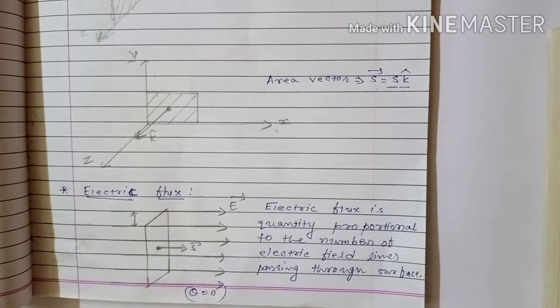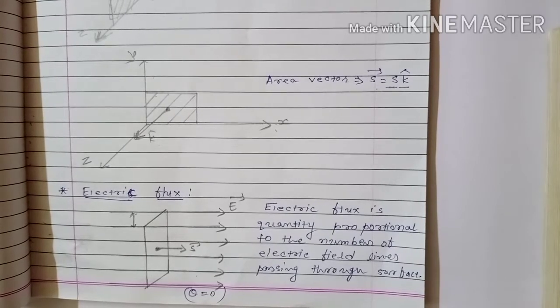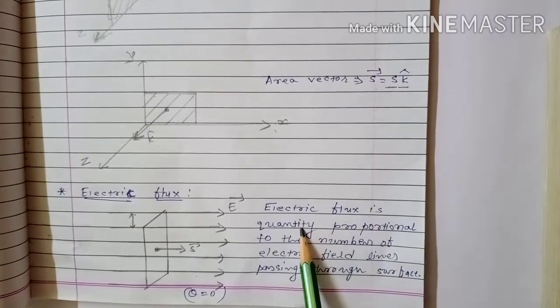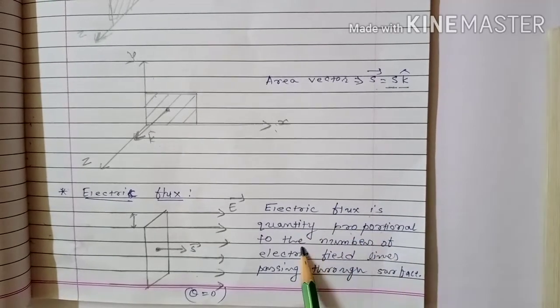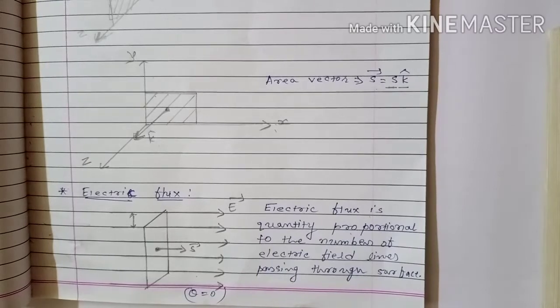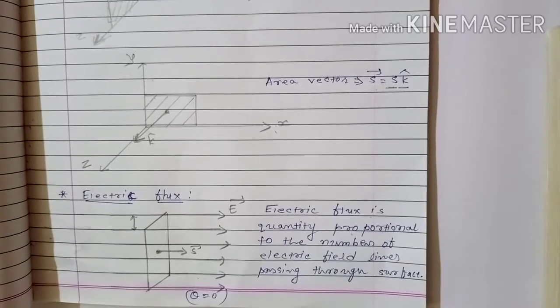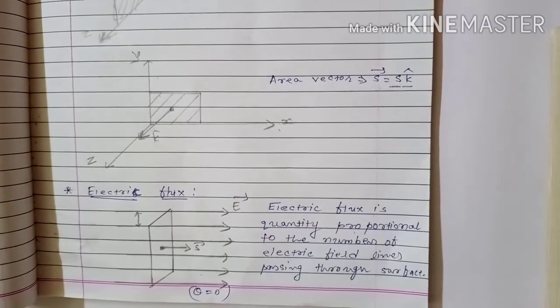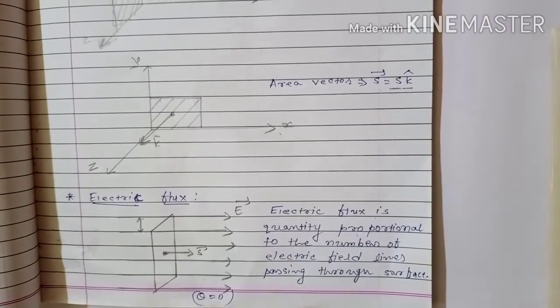Electric flux is a scalar quantity. It gives the idea about the number of field lines crossing the surface or cutting the surface. Electric flux is the quantity proportional to the number of electric field lines passing through the surface. If more electric field lines are crossing the surface, then flux will be more. If fewer field lines are crossing the surface, then flux will be less. So according to this definition, what should be the formula of electric flux?